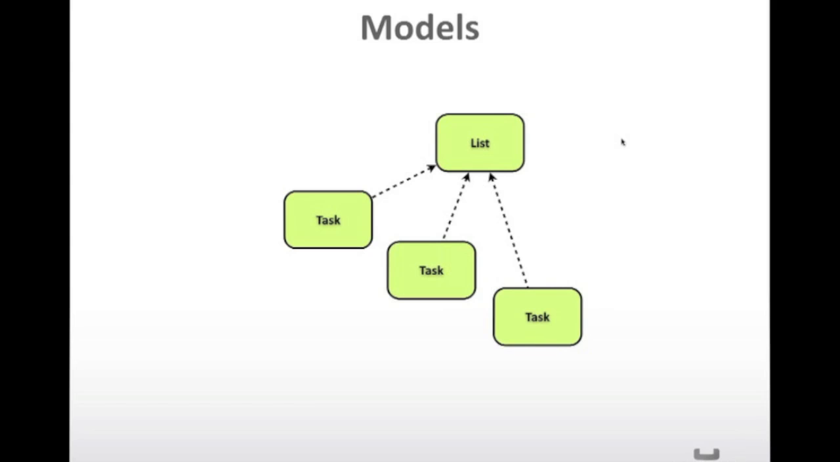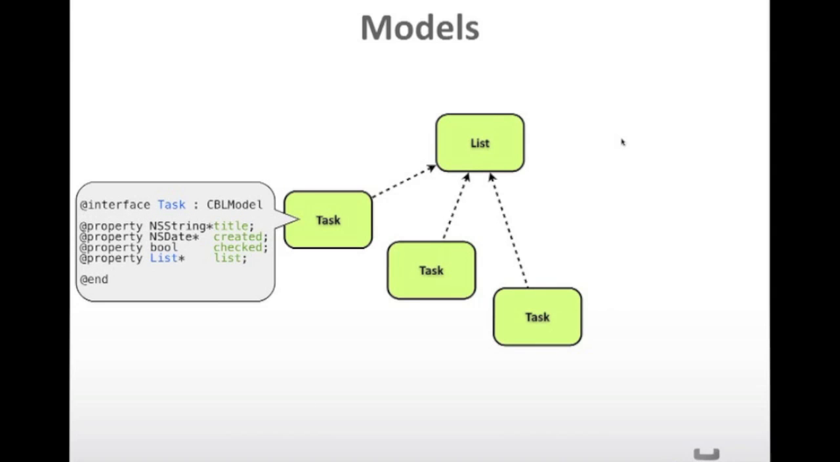So here we've got a really simple object model for some extension of Grocery Sync where you can have multiple to-do lists. So we now have a list, and a list owns multiple tasks. And we can define our own Objective-C classes for these. So we have a task class that inherits from CBLModel, and we just give it some native properties using the regular Objective-C property syntax. It's got a title, a created date, checked off.